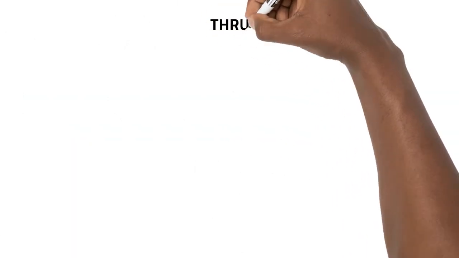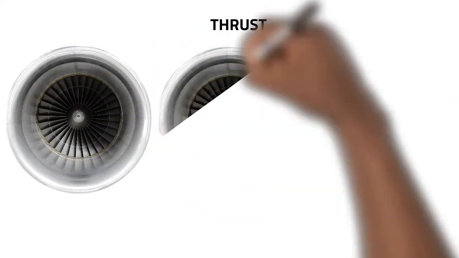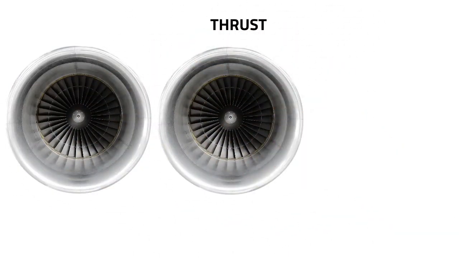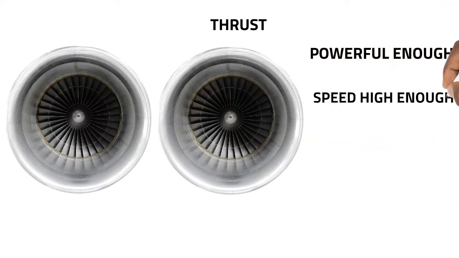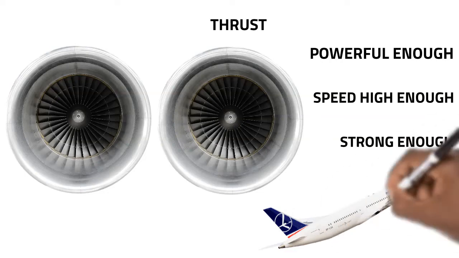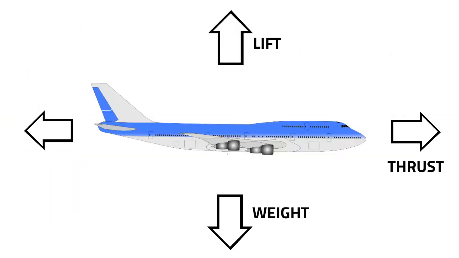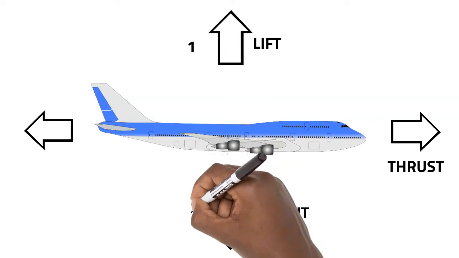Thrust is the forward force generated by the engine or engines of an aircraft. The engines are usually powerful enough to move the weight of an aircraft forward to a speed high enough for the wing to generate lift force strong enough to lift the aircraft off the ground. This is a simple explanation to show the interconnectivity between the first three forces.